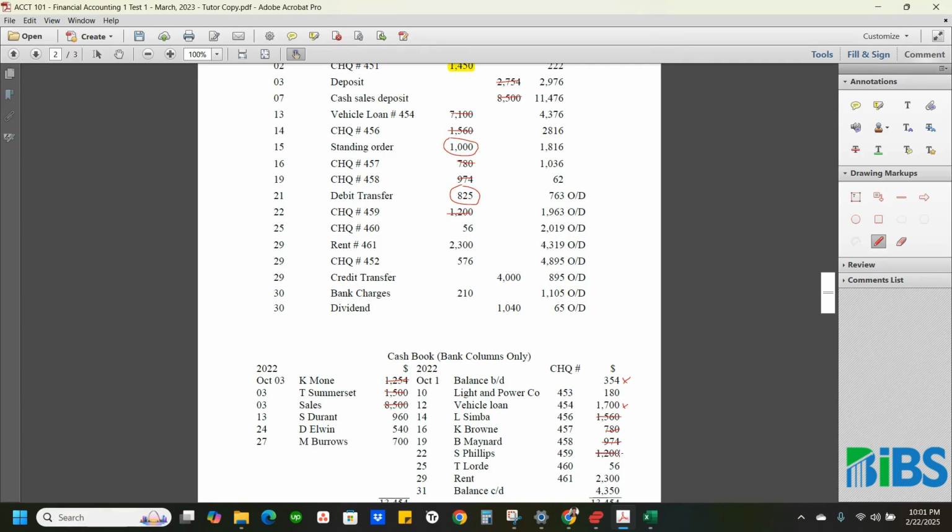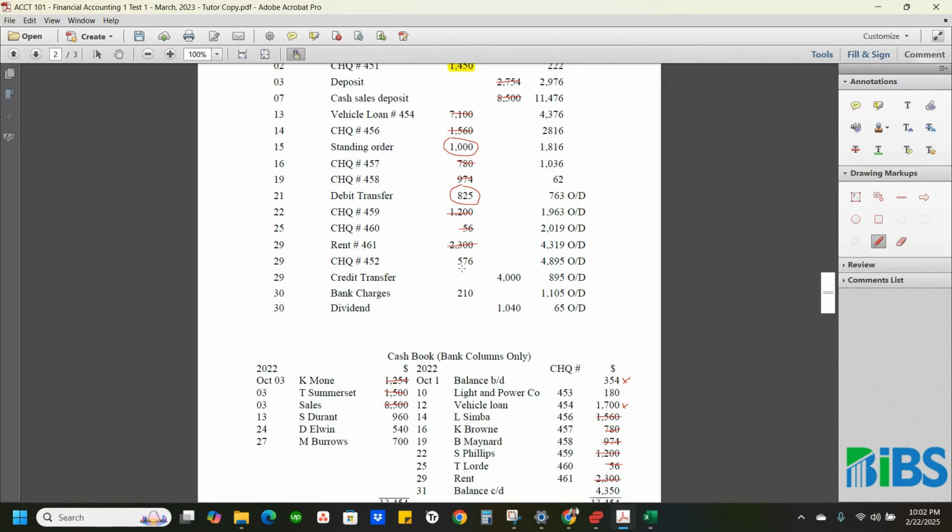And we have check 459 for 1200. That is in our cash book right here. Check 460 for $56. Yes, we do have that in the cash book. Rent 461 for 23. See that there in our cash book.